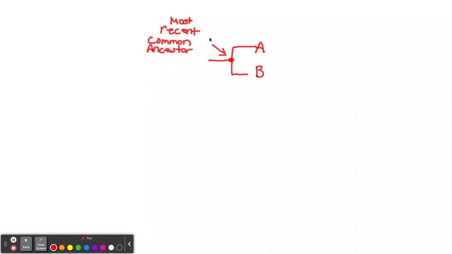And it's also the node. So A and B share a common ancestor at this point. Now, phylogenetic trees don't always show when that happened. And of course, this ancestor, we're not just talking about a single individual, we're talking about a population that split off into A and B at a certain point in the past.